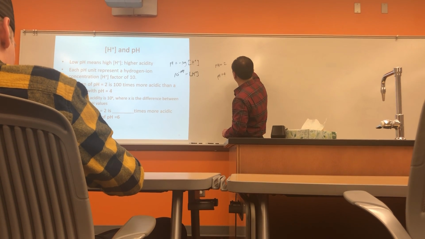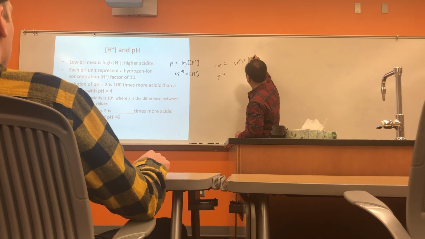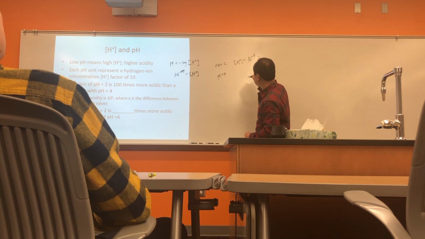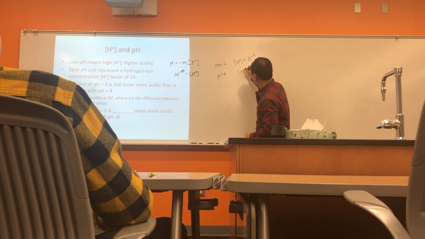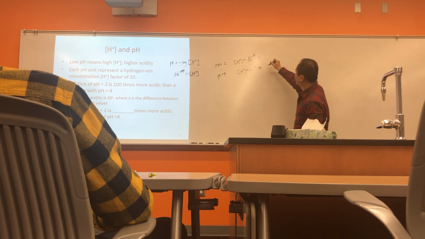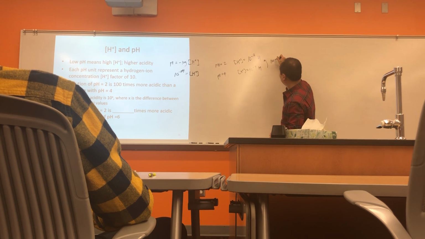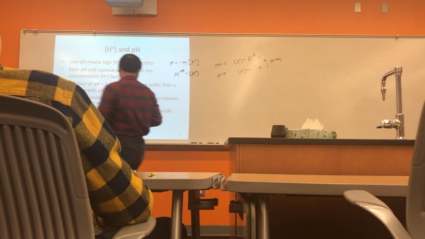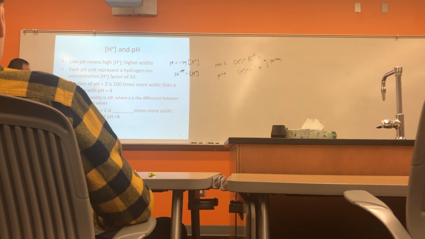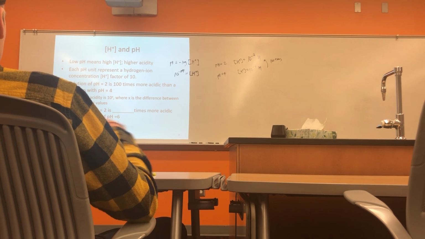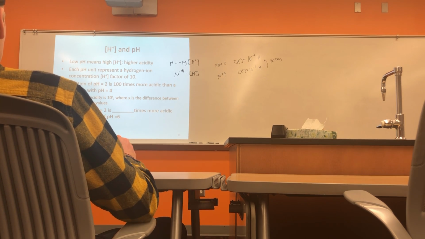Compared, this concentration is 10 to the negative 2 molar concentration. So this one is 10 to the negative 4, fourth order. So this is 100 times more acidic. Then, if that's the case, a solution at pH 2 is how many times more acidic compared to a pH 6 solution? How many times more acidic? What do you think?